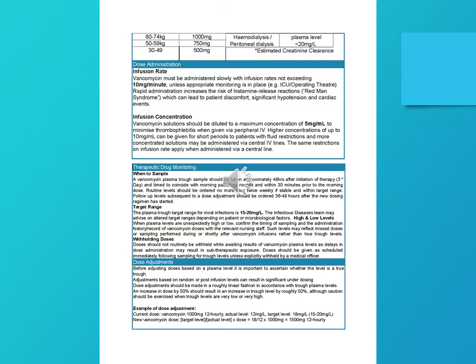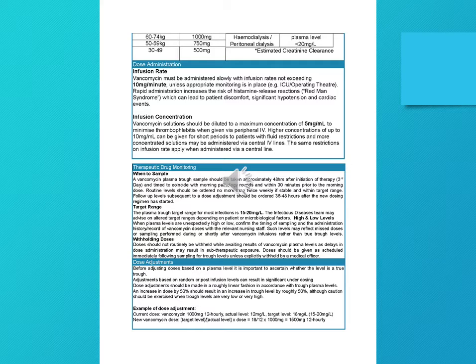Vancomycin solution should be diluted to a maximum concentration of 5 mg/ml to minimize thrombophlebitis when given via peripheral IV. Higher concentrations can be given for short periods to patients with fluid restrictions and more concentrated solutions may be administered via central lines. The same restrictions on infusion rate apply when administered via central line.